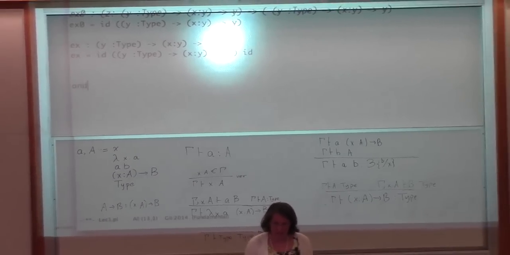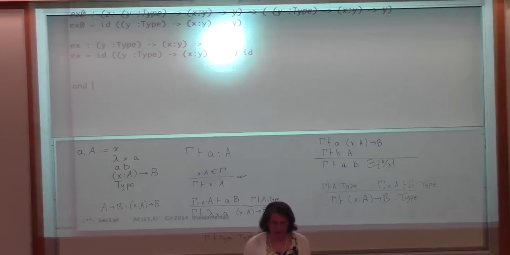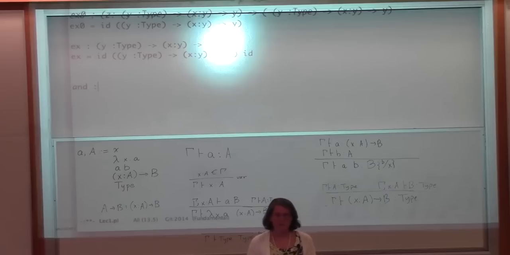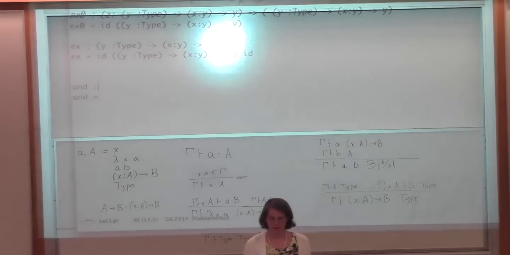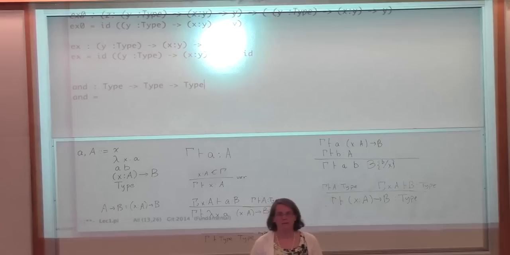So, AND. What do we want AND to be? And how do we want to define AND? We want AND to take 2 types and give us a type. We're trying to represent the proposition P and Q, so AND needs to have 2 arguments, and P and Q should themselves be types.